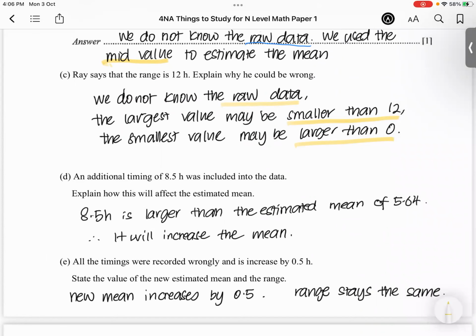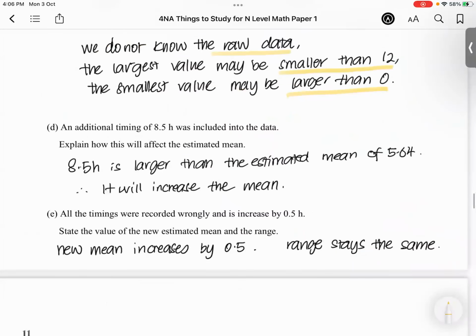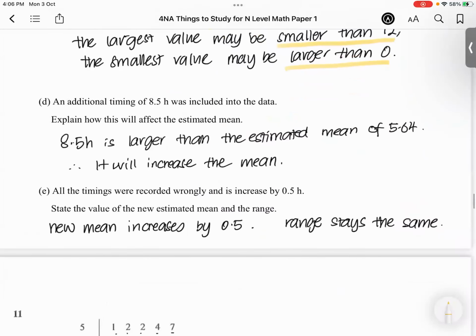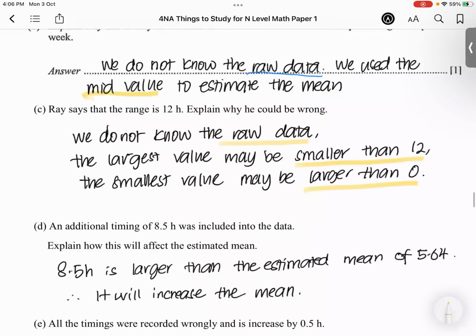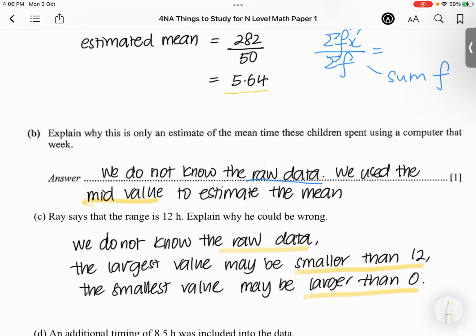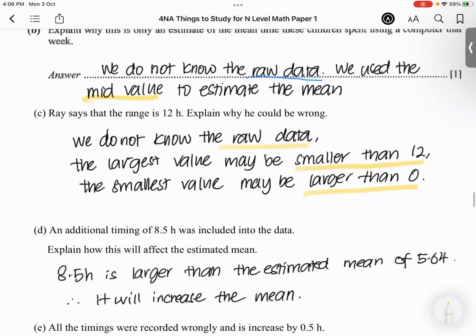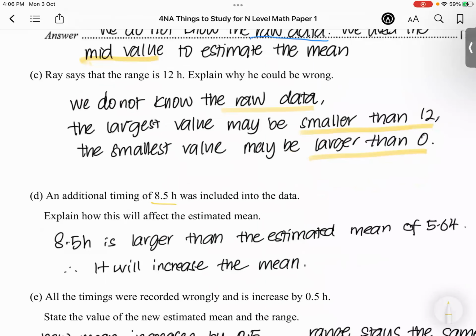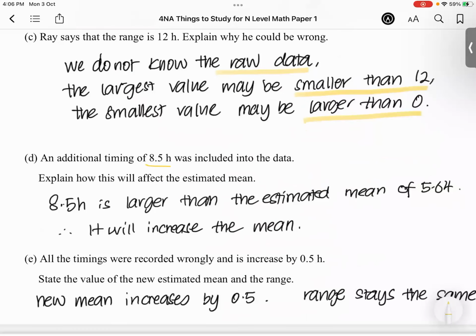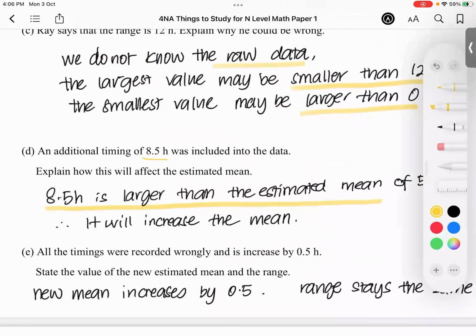If one more additional timing of 8.5 hours is included, how will it affect the mean? Our estimated mean is 5.64, a small value. This one is 8.5. Suddenly we add in one more large value. What will happen to the mean? It will pull up the overall average. This is because it is larger than the mean. Therefore, it will increase the mean.